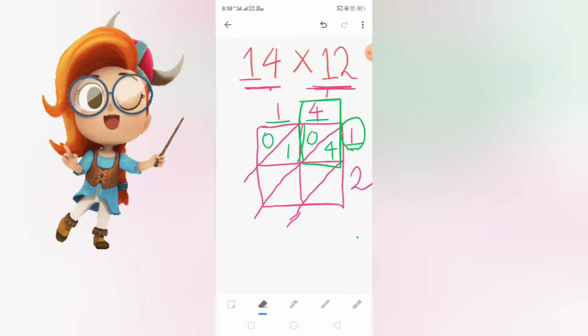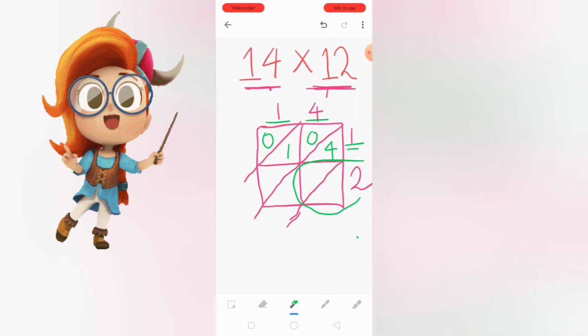Then we see which box? Yes, then we have to see this box. Here 2, here 4 is present. So 4 into 2 is equal to what? 8. 8 is only in the ones place. So we write 8 here and the tens place is absent, so we write 0 here.